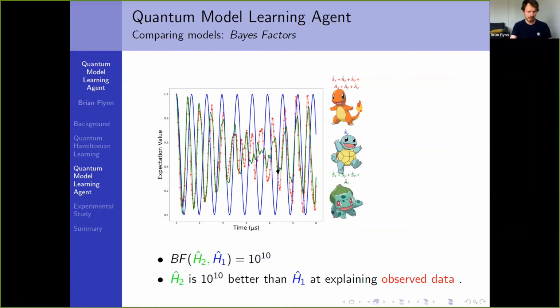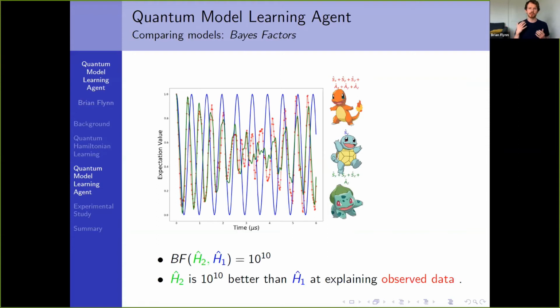So in this case, all it's telling me is that my green H2 model was 10 to the 10 times better than my blue H1 at explaining these red dots underneath, if you can still see them. If you actually care for the details, what I'm doing is taking the ratio of the sum of their log likelihoods of those two models. But if you don't care, this is just a number that tells me I preferred Bulbasaur over Squirtle in this case. Okay, so perfect. So you might be thinking, this is easy, right?